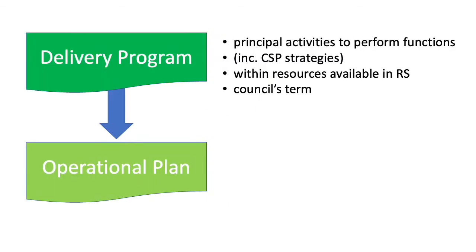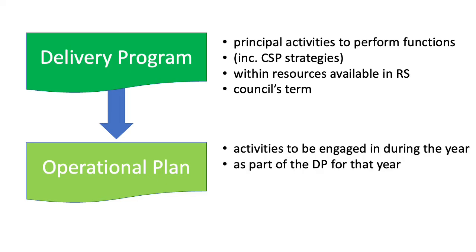The Local Government Act says the DP is to detail the principal activities to be undertaken by the Council to perform its functions, including implementing the strategies in the Community Strategic Plan within the resources available under the resourcing strategy. And it says the Council must establish a new DP after the election covering the 4 year period, in other words for Council's term, although note the delayed elections mean that the next term is only 3 years. And the OP is to detail the activities to be engaged in by the Council during the year as part of the DP covering that year.